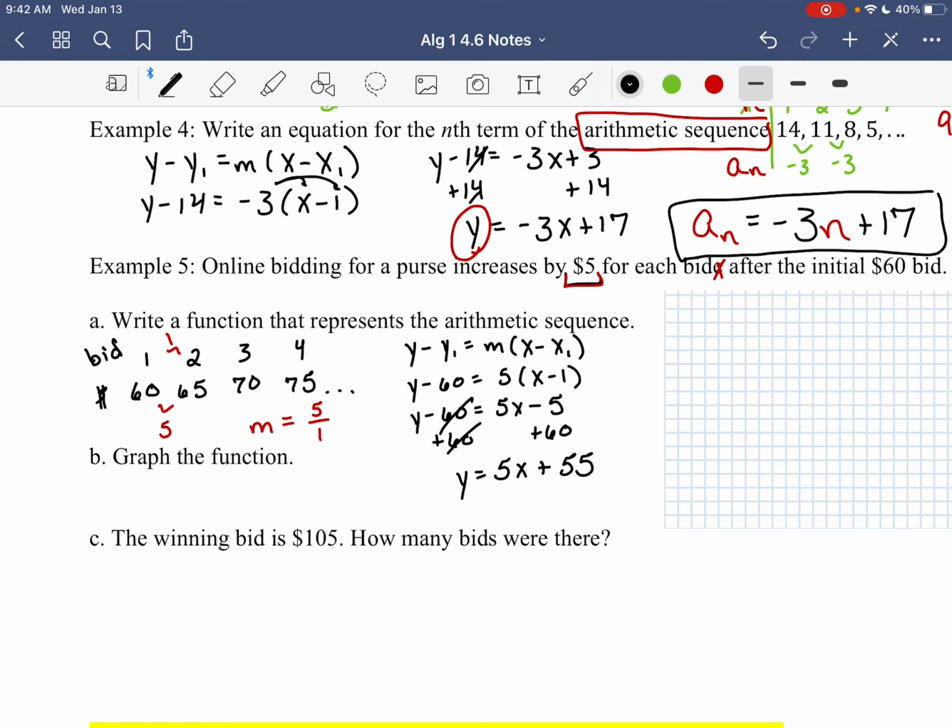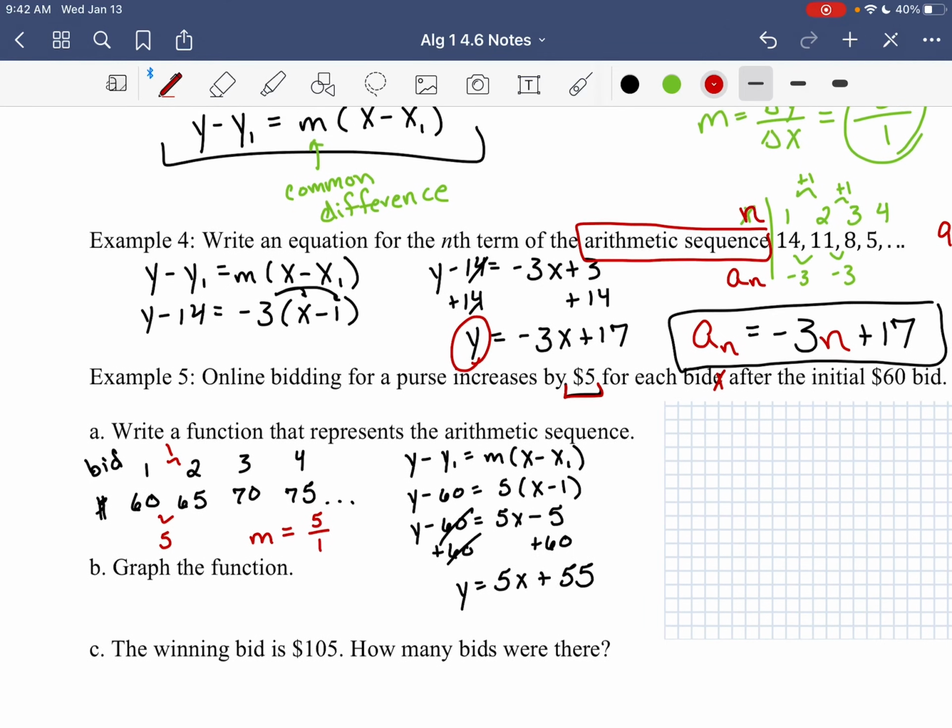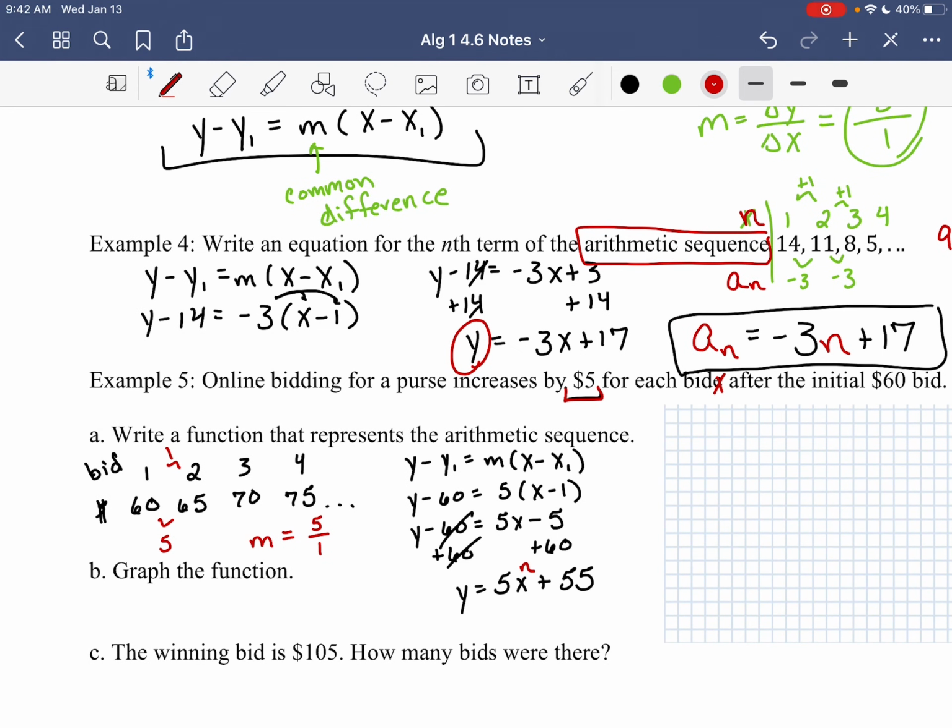Okay, now I just need to write it in sequence form. So my x's become n's, my y becomes a sub n. So a sub n equals 5n plus 55. There's my function that represents the arithmetic sequence.